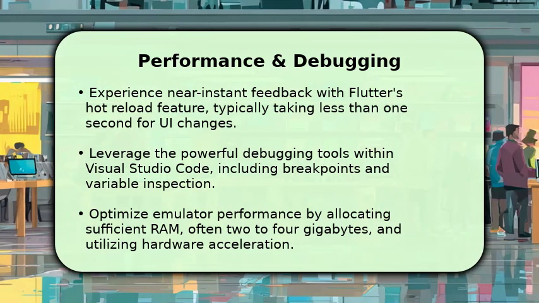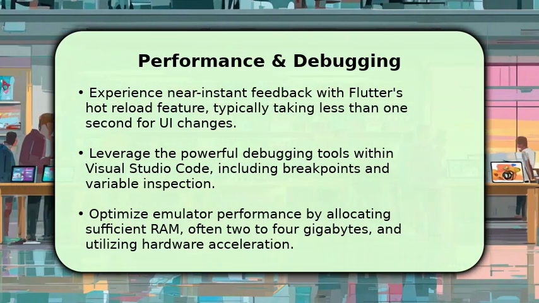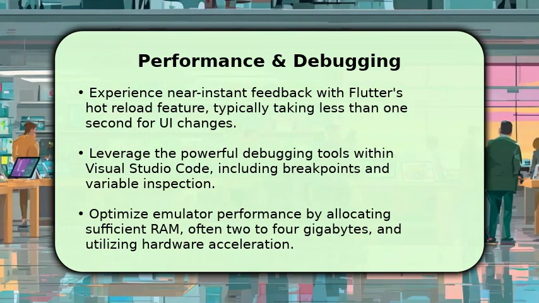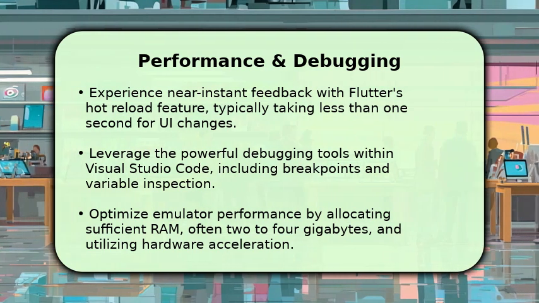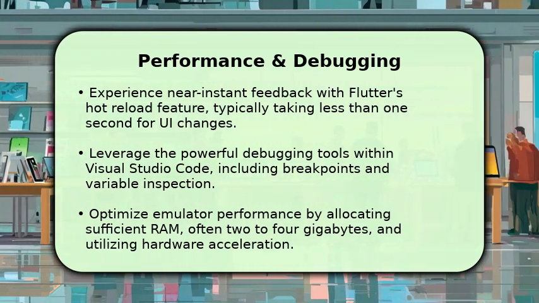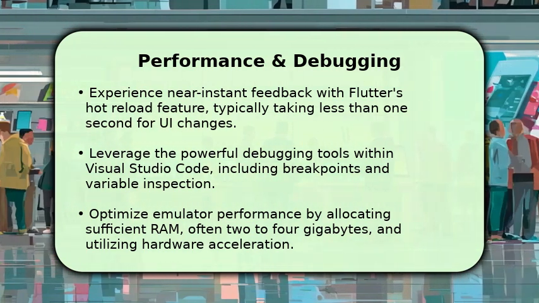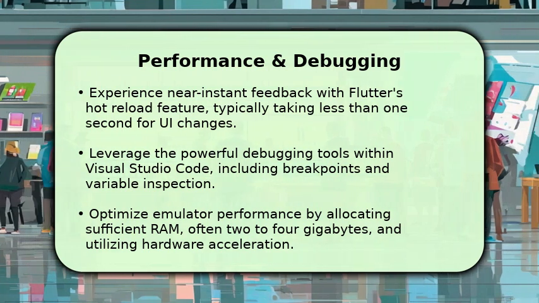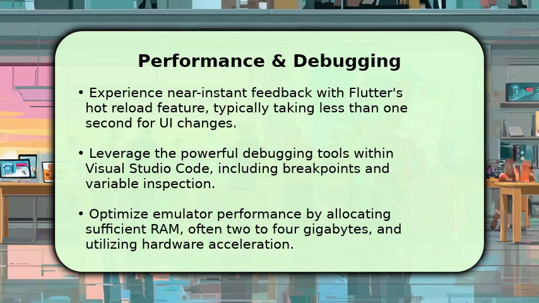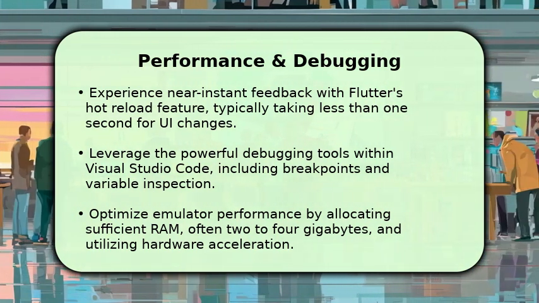When it comes to performance, Flutter's hot reload is a game changer, often updating your application in under 1 second, significantly speeding up development cycles. Visual Studio Code offers robust debugging capabilities, allowing you to set breakpoints, inspect variables, and step through your code with ease. For optimal emulator performance, ensure you allocate adequate system resources, typically 2 to 4 gigabytes of RAM, and enable hardware acceleration for a smoother experience.